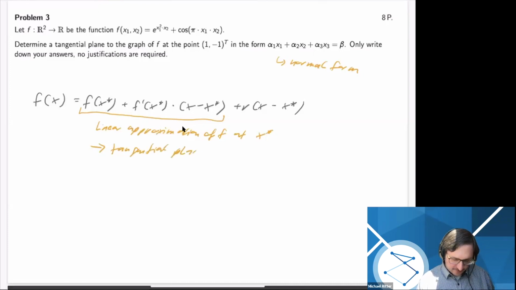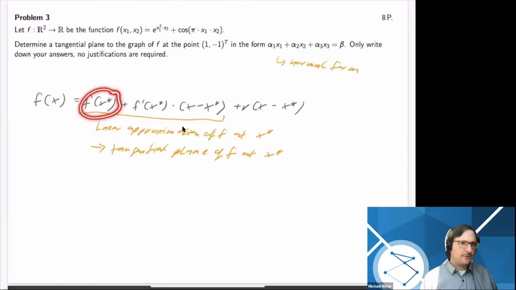That's the tangential plane of f at x star. So we basically need to compute this expression. That means we need the function value, which shouldn't be hard, and we need the derivative or the differential, which might be a little harder. And of course, we need to mix it with this expression here. So we just leave out the remainder, and then we have the tangential plane only. Okay, so let's just do that.